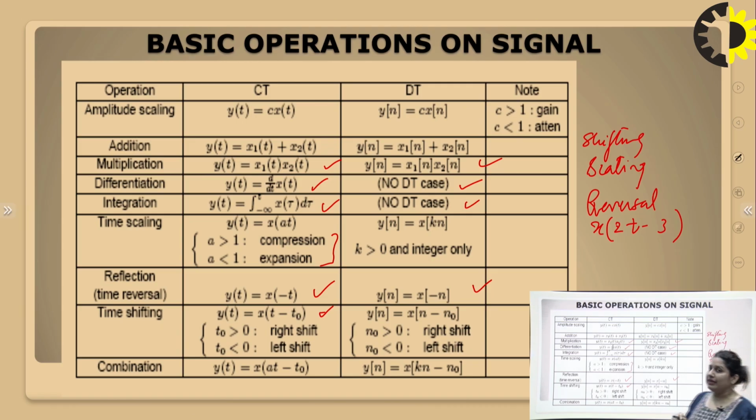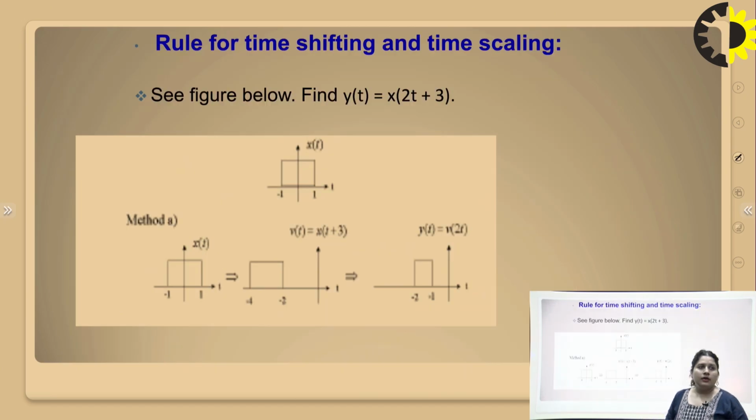So firstly, we have to see the shifting, which is a delayed signal by 3, and then scaling by a factor of 2, which is a compression, and then we can also have a reversal in this question, but here it is only two things, that is shifting and scaling. So rules for shifting, we have already discussed that y(t) is equivalent to x(2t plus 3). Similarly, we have to firstly advance the signal by 3 and then compress the signal by 2.